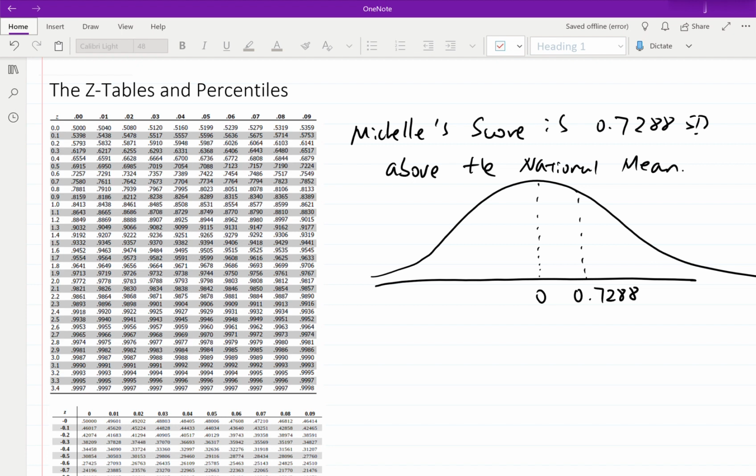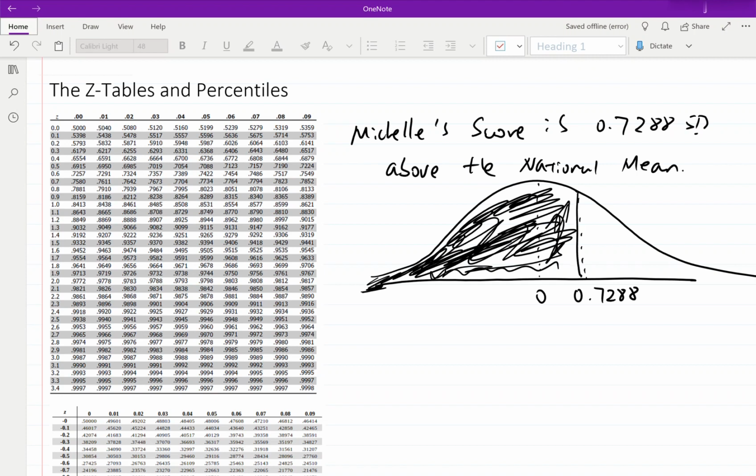And when we talk about percentile, we want to look at what percent of the students Michelle's score is higher than. Which means that we'll be looking at this shaded area here that's below 0.7288 standard deviation above the mean, right? So we'll be looking at this range here. Since the information we have on hand is for a standardized normal distribution, we can easily use the Z table to get the information we want.